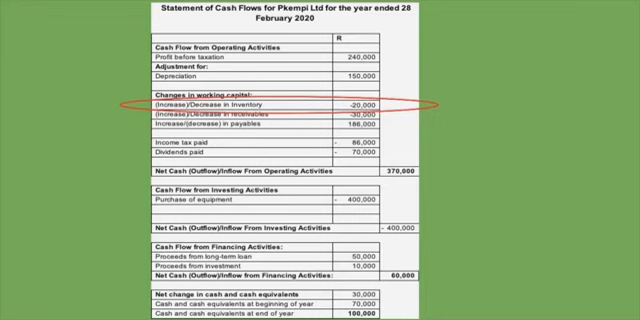Now, we have done these 3 statements in separate lessons in great detail. We have done the statement of financial position or the balance sheet, the statement of comprehensive income or the income statement, and the statement of cash flows or the cash flow statement. You'll find the links to those lessons as well in the description below.